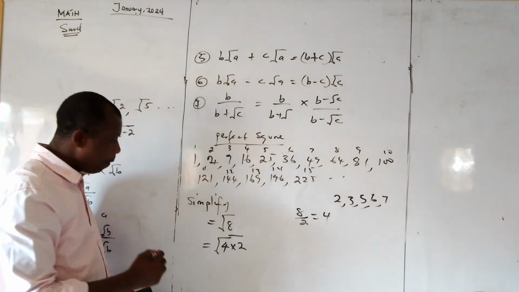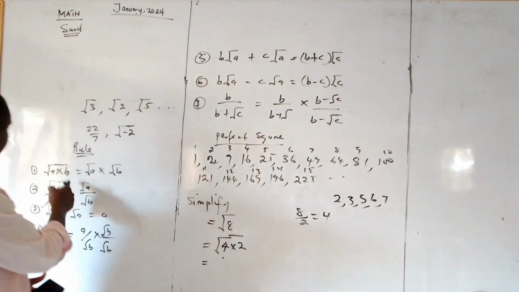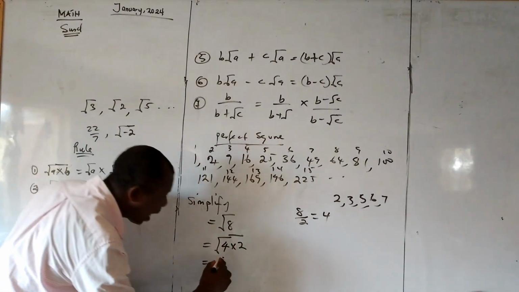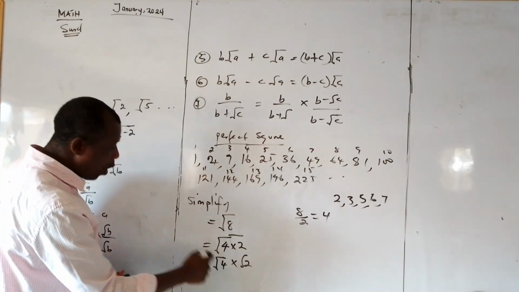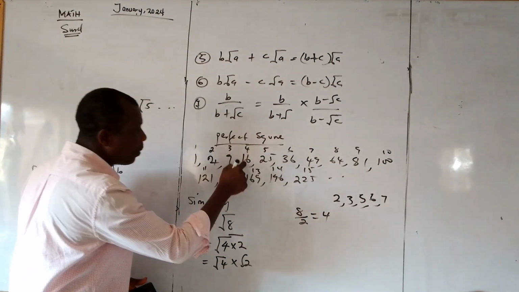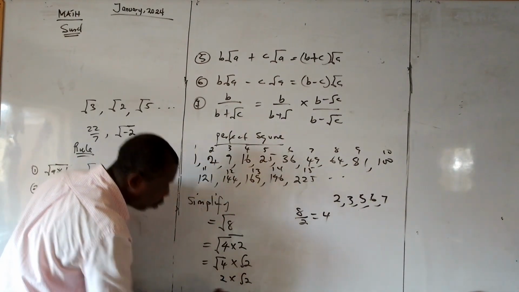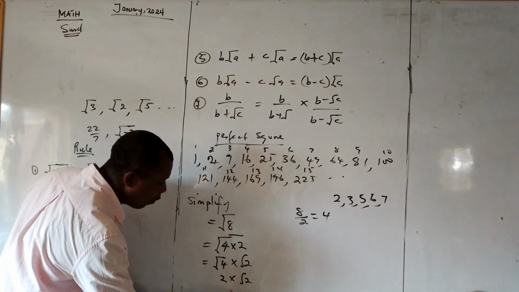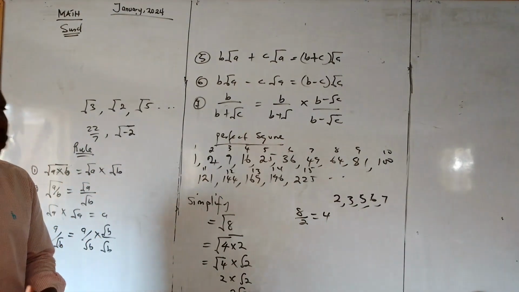Have you seen that? So from there, we now have it, following the first law, that this, we change it to write it like this. Root 4 times root 2. Now, square root of 4 is what? We have said it is what? Square root of 4 is 2, times root 2. So that this will give us what? 2 root 2. That is how to solve a question like that.